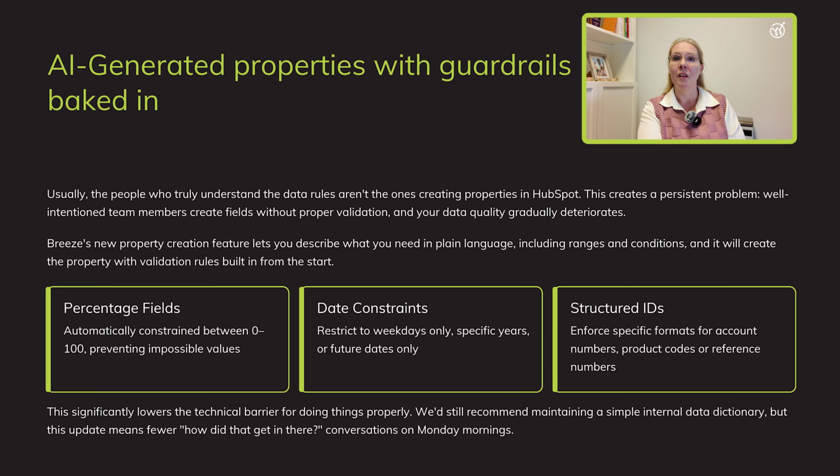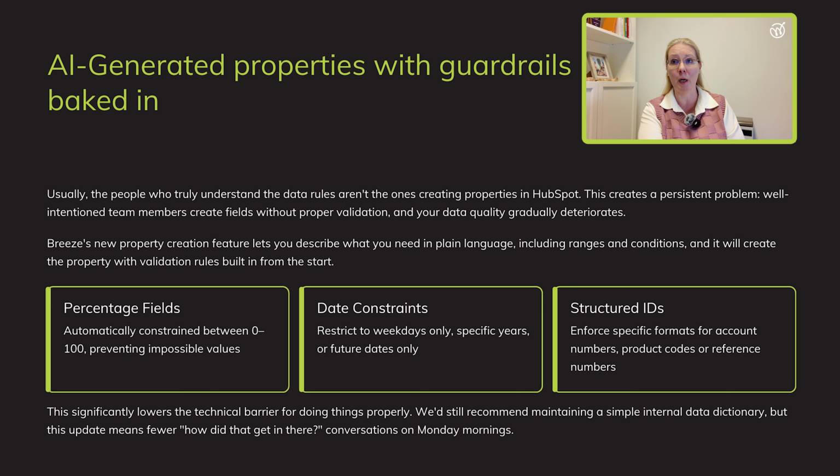The next theme is data and governance, which is not glamorous, but it is vital. Breeze can now create properties with validation rules from natural language. You can say, I need a percentage between 0 and 100 with 2 decimal places, and HubSpot will set that up for you.